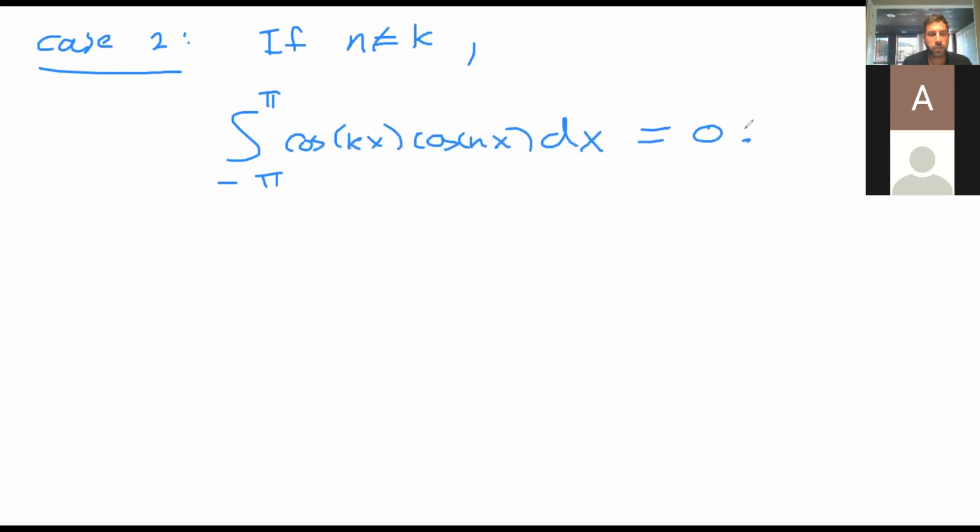It's a tedious calculation, but it's a Calc 2 integral. It's not hard to do. You can even do it in general, or if you want to get a feel for how it works, replace k and n with numbers. Pick any integers. It doesn't matter. 3 and 10, negative 6 and 5. Plug them in, do the integral. You'll get 0 every single time. Does anybody have a question about this?